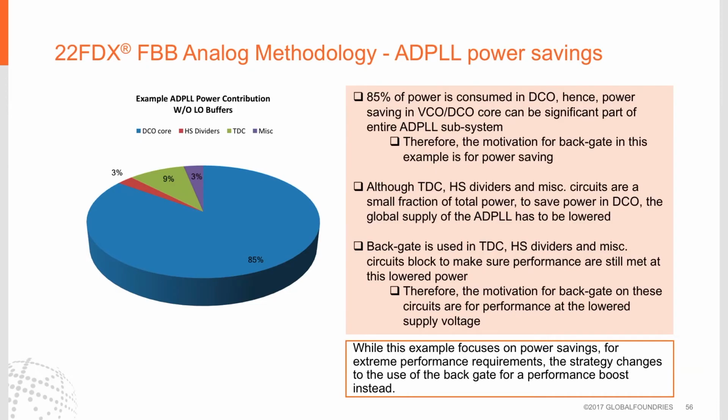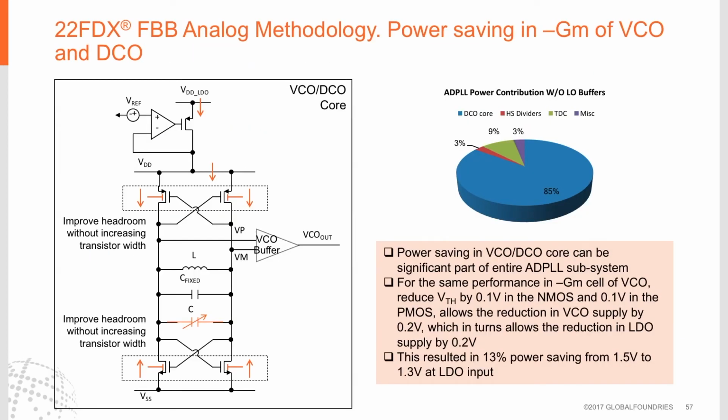In an all-digital PLL, a large percentage of the power is consumed by the oscillator. So any savings in power in that oscillator is going to be valuable. In this particular example, we saw 85% of the power being consumed by the DCO core. Backgate bias was applied to the P-channel devices as well as to the N-channel devices in the oscillator. In this case, forward backgate bias to both, and it reduced the headroom by 200 millivolts. So with a supply of 1.5 volts, reducing the supply to 1.3 volts is approximately a 13% power savings.